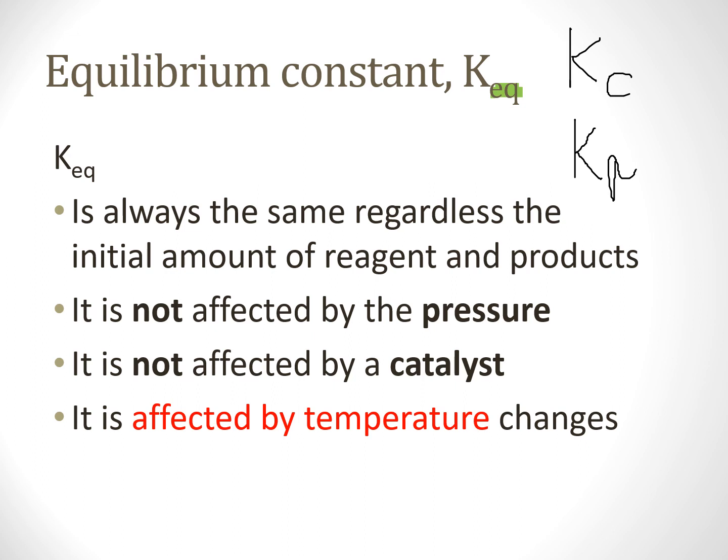It's a constant, that's why it's called a constant, right? It doesn't matter how much reagent or how much product you have, it doesn't matter what the pressure is, it doesn't matter if you have a catalyst or not, the numerical value of K is always the same. The only thing that would change the numeric value of K is a change in the temperature.